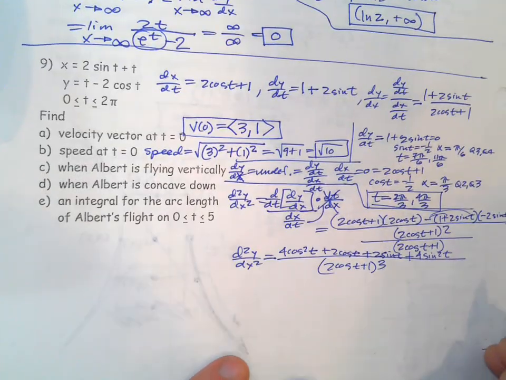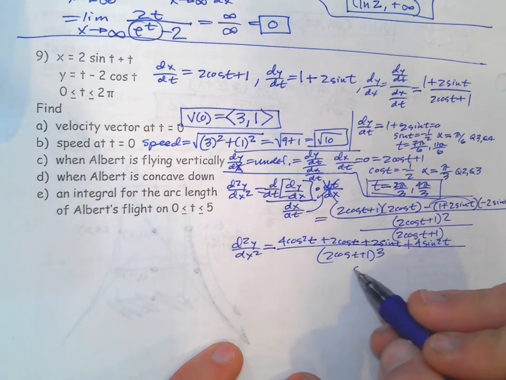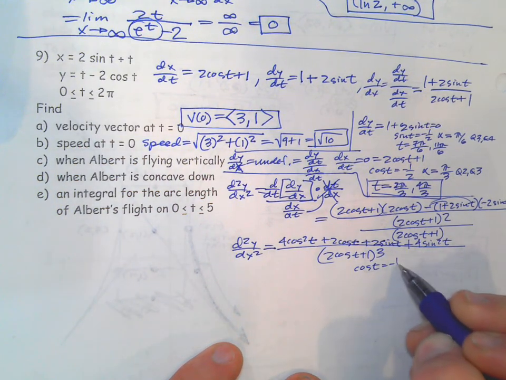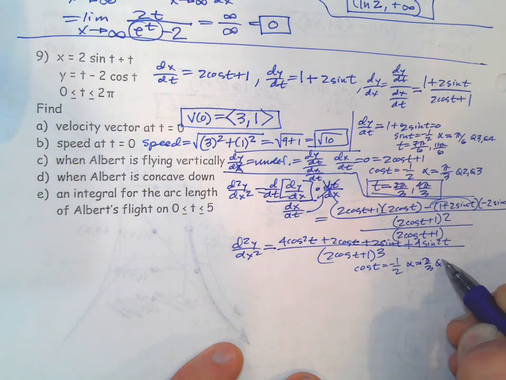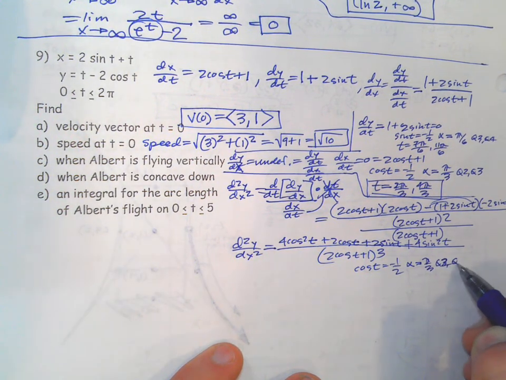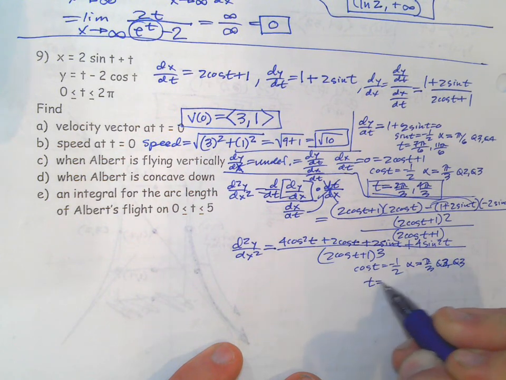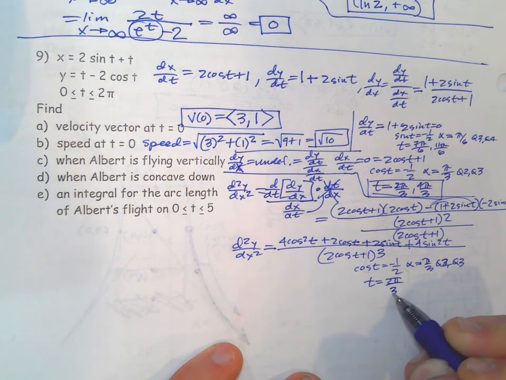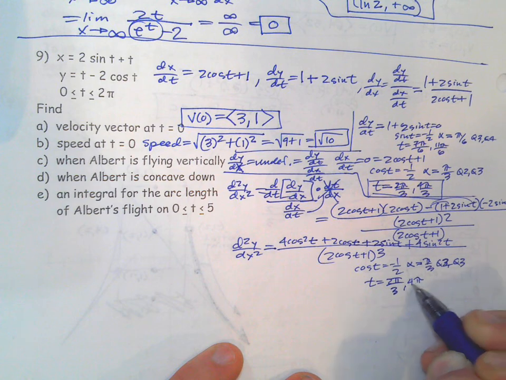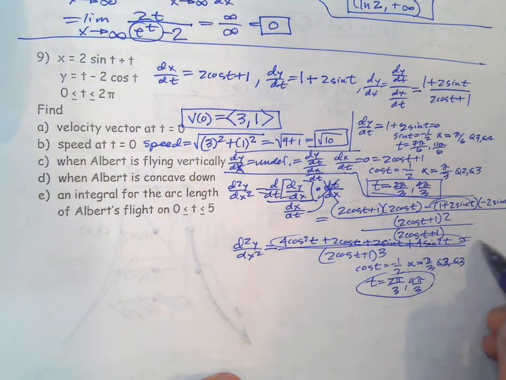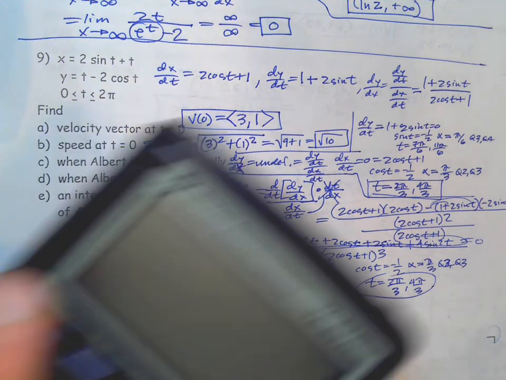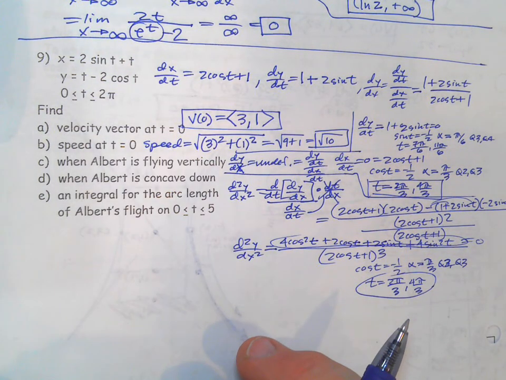So on the bottom, cosine t equals -1/2. That's reference angle of pi over 3, quadrants 2 and 3. So t equals 2 pi over 3 and 4 pi over 3. So we got those. And then we also got to solve the top of this. When is that equal to 0? So that's ugly. I don't know if we're going to have much luck doing it.